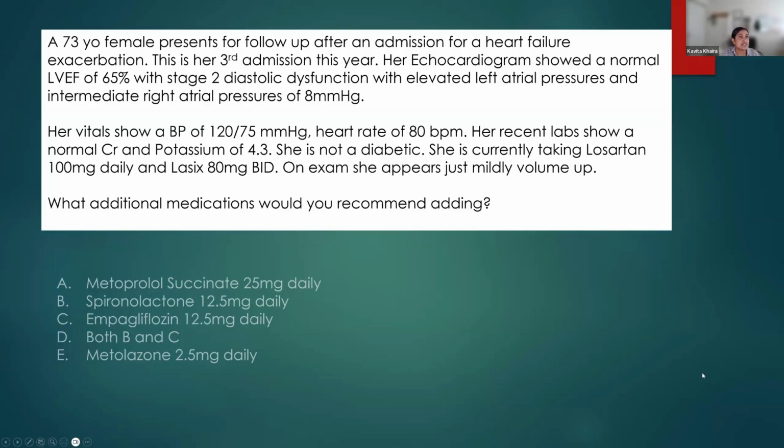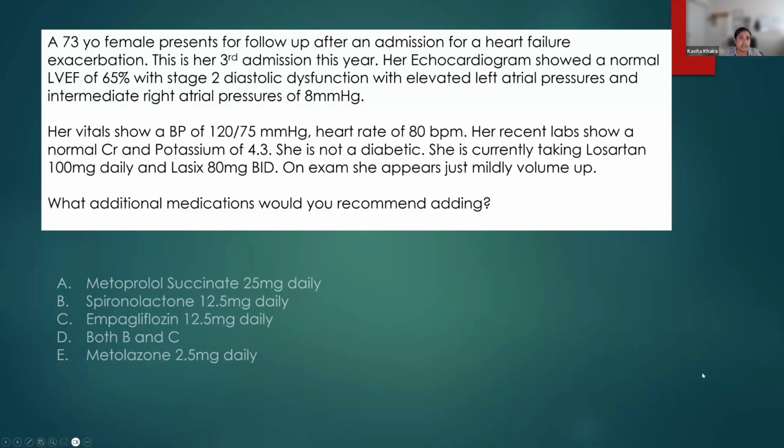Okay, so you have a 73-year-old female who presents for follow-up after an admission for heart failure exacerbation. This is her third admission this year. Her echocardiogram shows a normal LVEF of 65 with stage 2 diastolic dysfunction with elevated left atrial pressures and an intermediate right atrial pressure of 8 millimeters mercury. Her vitals show a BP of 120/75, a heart rate of 80, and her recent labs show normal creatinine and a potassium of 4.3. She is not a diabetic.